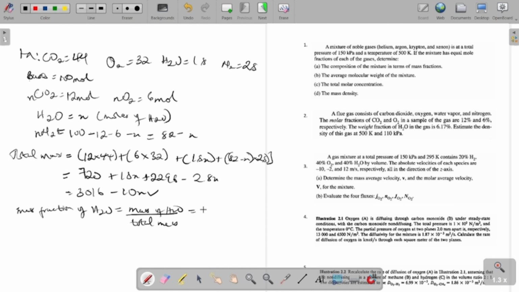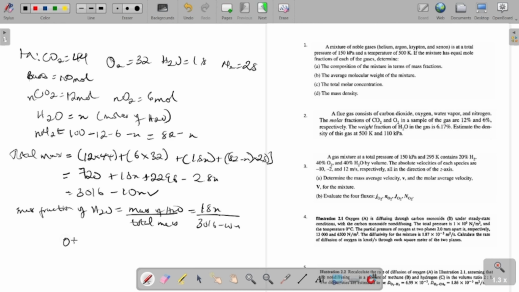And I know the mass of H2O, right? So the mass of H2O is 18 times X. That's the molar mass multiplied by the number of moles, divided by the total mass, which is this minus 10x. Having this one, the mass fraction of water was given, which is 6.17%.